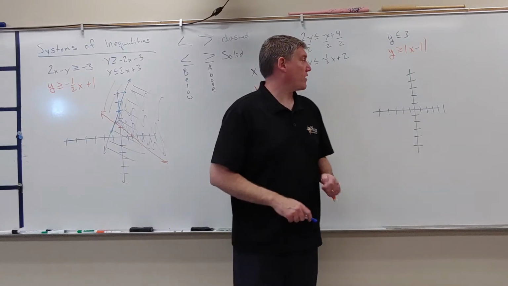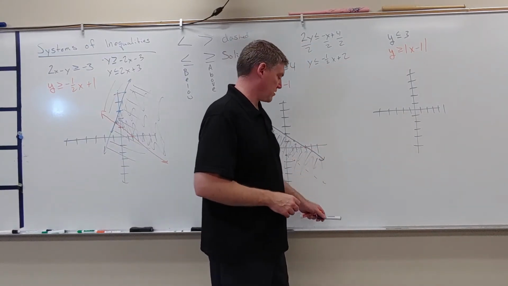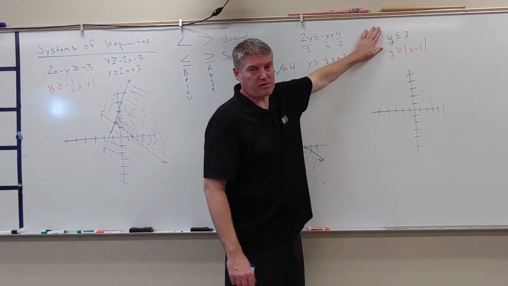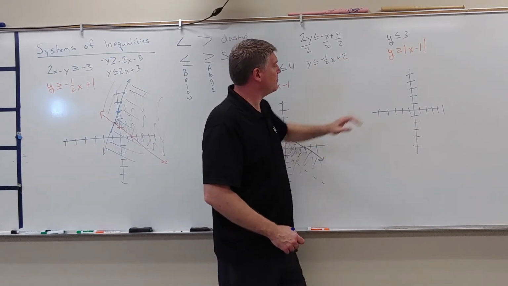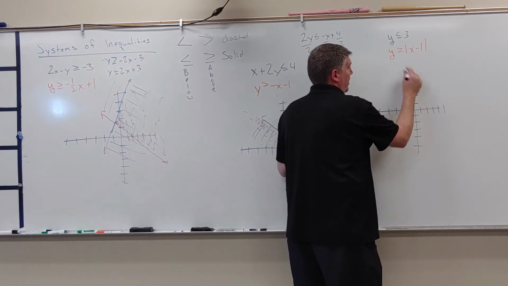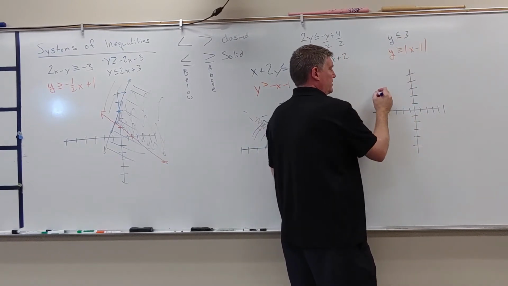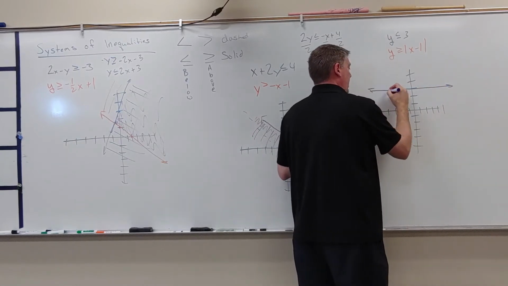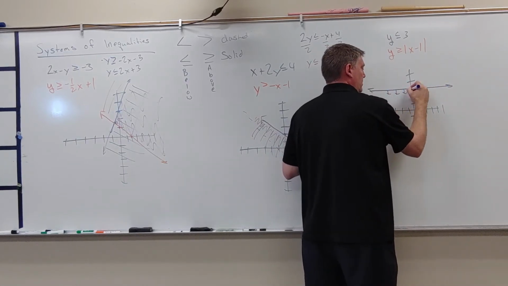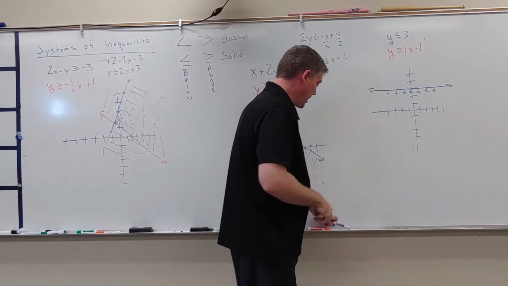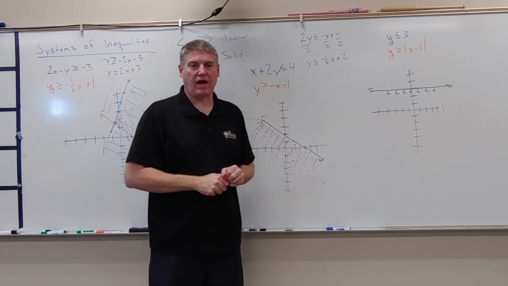Now, absolute value. So hopefully you remember how to graph absolute value. What we're going to do is start with our linear horizontal line here. So I'm going to go up to 3. I have a horizontal line that says y is less than or equal to 3. So I'm going to draw a solid line over at 3. And I'm going to shade below it. Okay? Now I'm going to go to my absolute value.